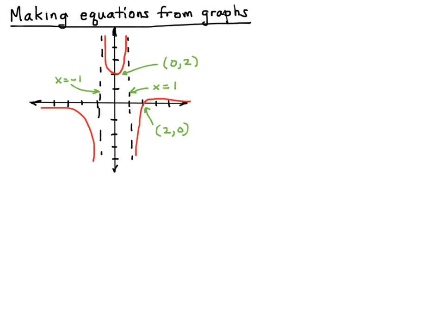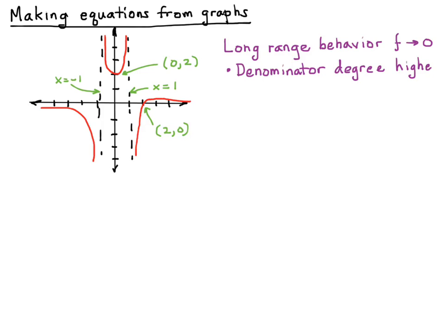Okay, so I have several things going here. I have one x-intercept at (2, 0). I have one y-intercept at (0, 2). And I have two asymptotes at negative 1 and 1. And then my long-run behavior is going to 0, okay? So what do I know about this now? Well, the long-run behavior says that the denominator has a higher degree than the numerator.